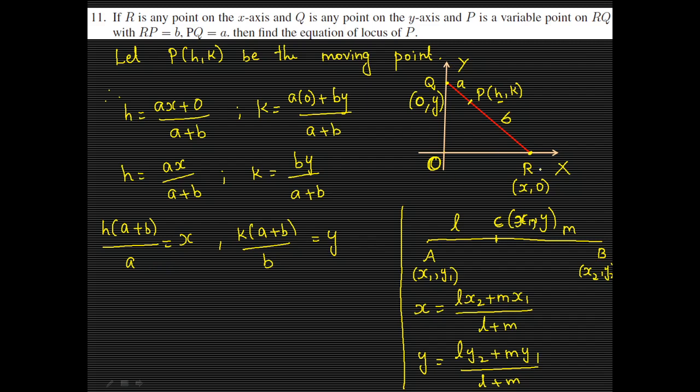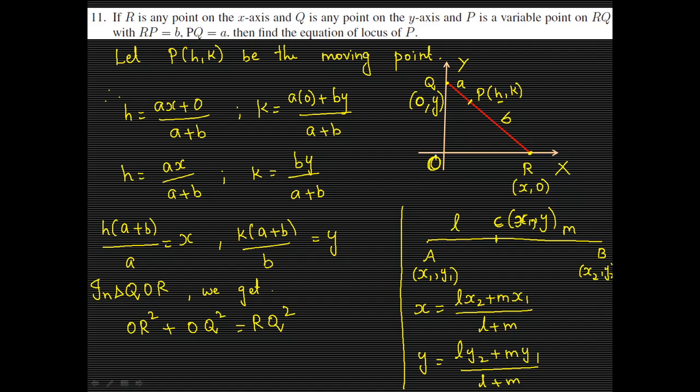Okay, so now we'll consider this triangle QOR. In triangle QOR, we can use the Pythagoras theorem. So from the Pythagoras theorem, we can write this as OR square plus OQ square, that is equal to RQ square.